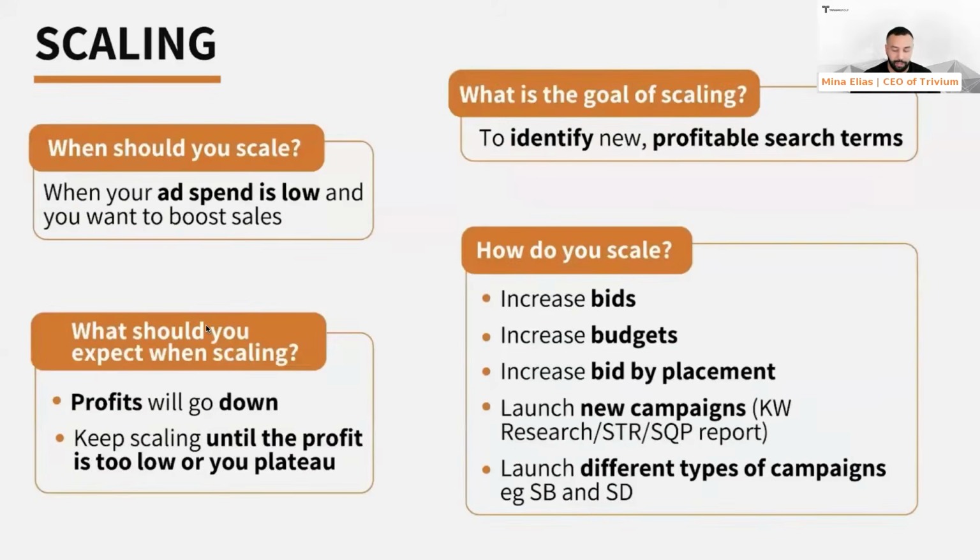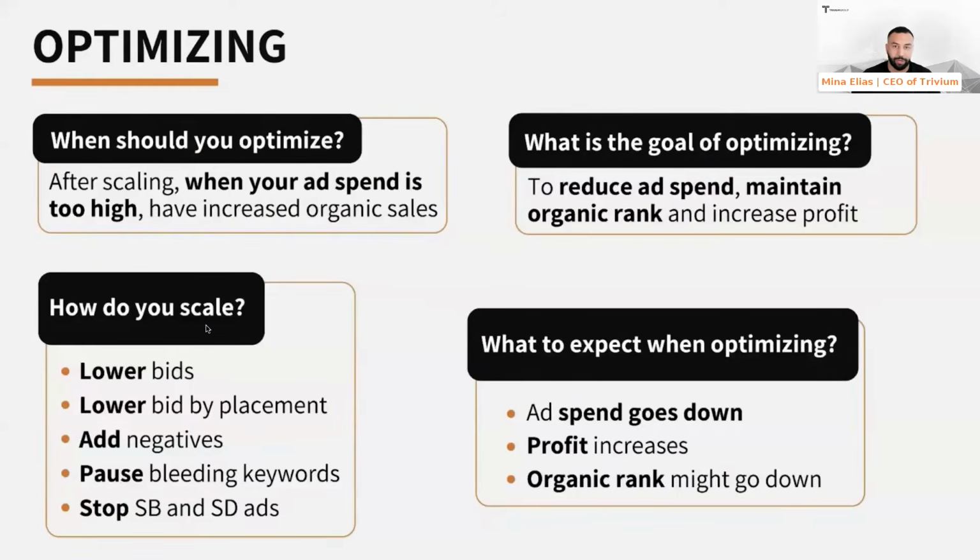How do you optimize? It's going to be lowering bids, lowering bid by placements, adding negatives, pausing bleeding keywords, and then stop sponsored brand and sponsored display ads if you're not sure that they're actually adding value. Again, anything sponsored brand and display, refer to the PPC masterclass. But those are the kind of the actions that we're taking to optimize.